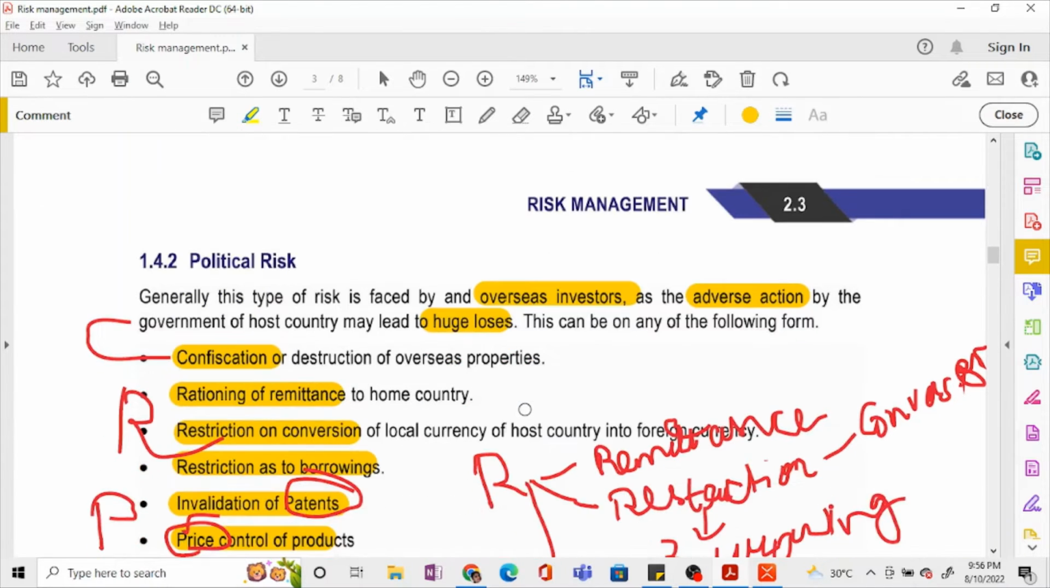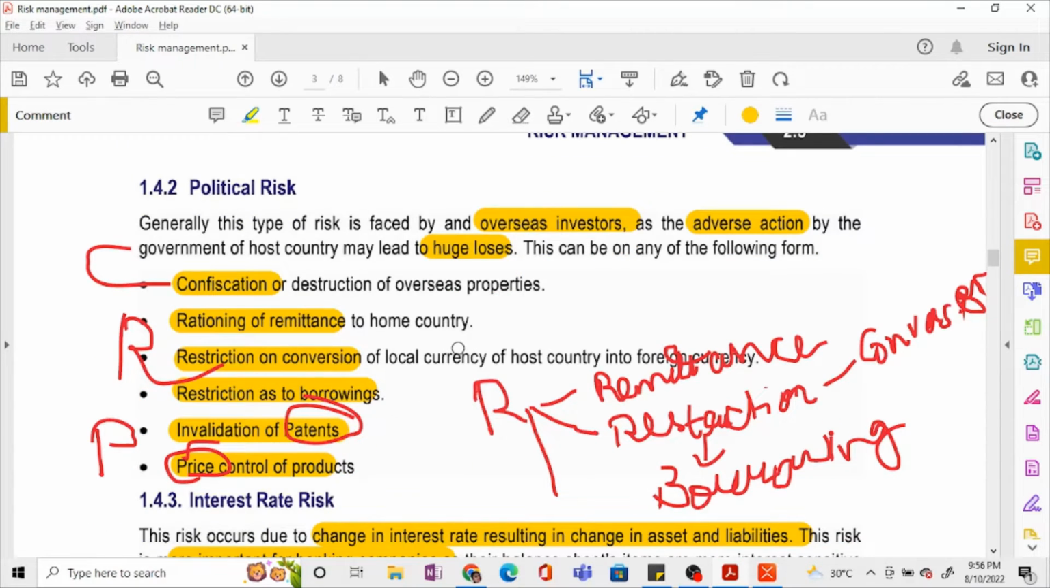And the second one is political risk. Political risk generally means the type of risk faced by overseas investors. Whenever there is a change in the government in a foreign country, there will be problems for the investors who have invested in the foreign countries.